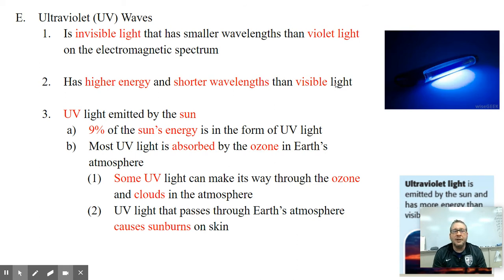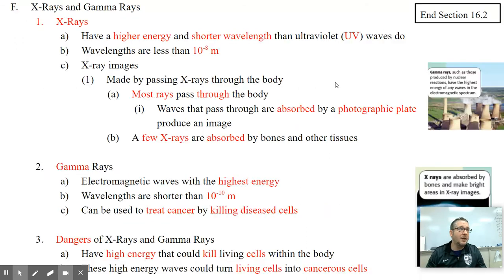Some UV light can make it through the ozone and clouds in the atmosphere. And this is the light that causes us to get sunburns or tans, okay? Because we do have that a little bit. And that's good that we only get a little bit, because if you're out there too long without the proper care, you get really burned. And that's just a fraction of the UV light that's being produced. The majority of it is being absorbed and not allowed to pass through to the surface of the earth. So that's why it's very important.